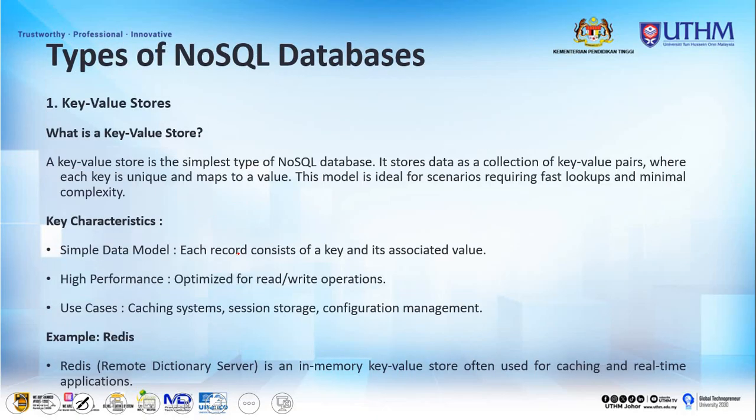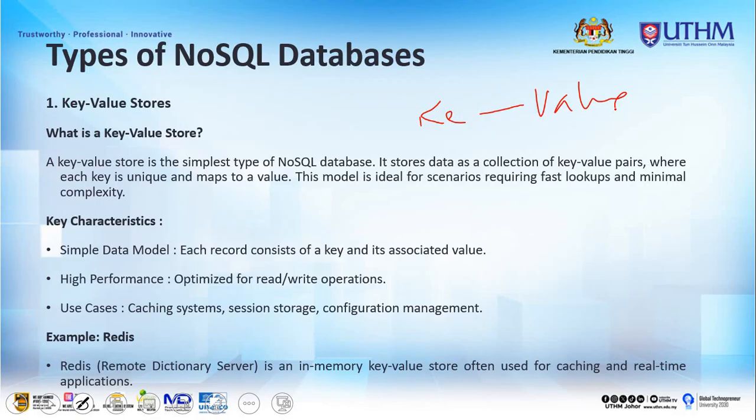Okay, types of NoSQL databases. The first one is key value stores. Okay, what is a key value store? A key value store is the simplest type of NoSQL database. It stores data as a collection of key value pairs where each key is unique and maps to a value. Key and value. So the key maps to value. So that is what we call key value pairs.